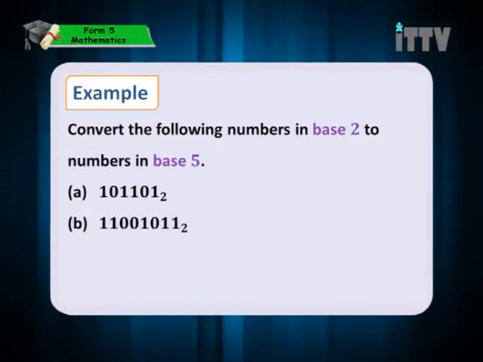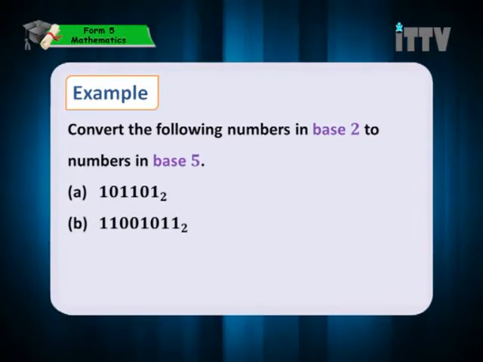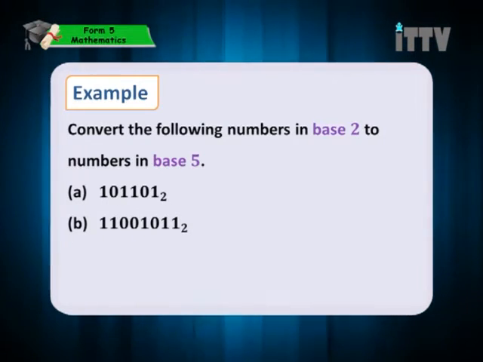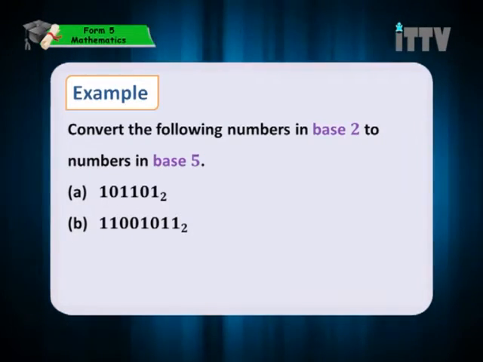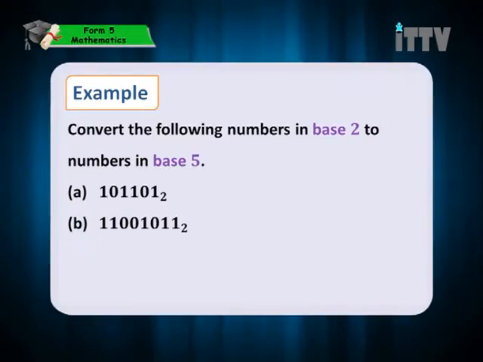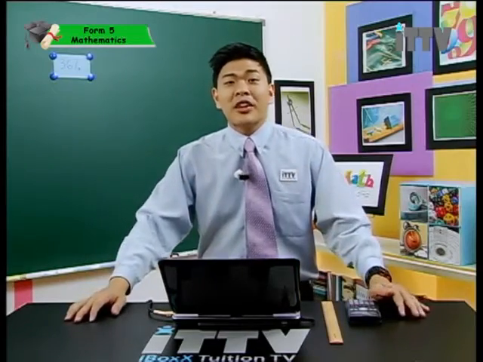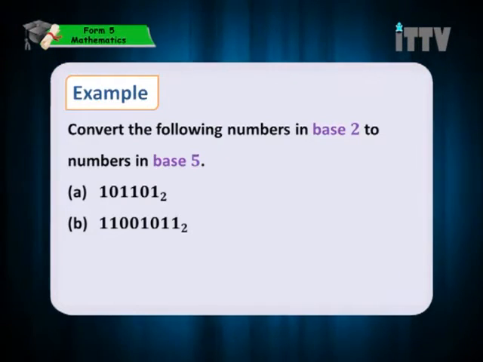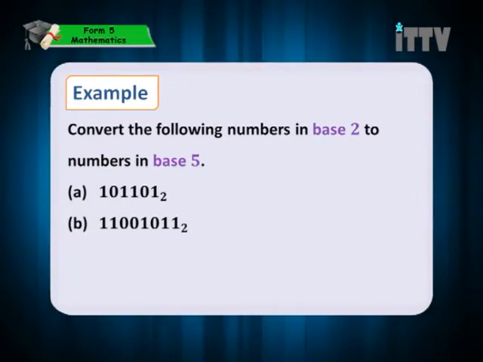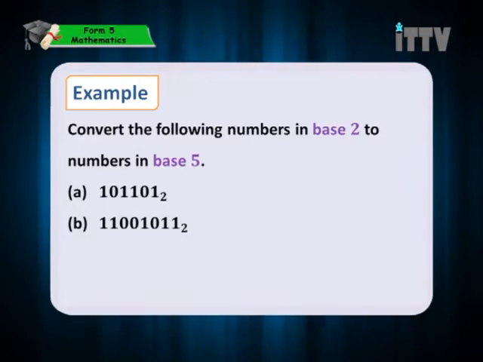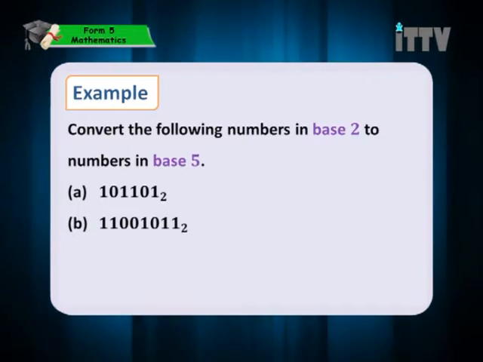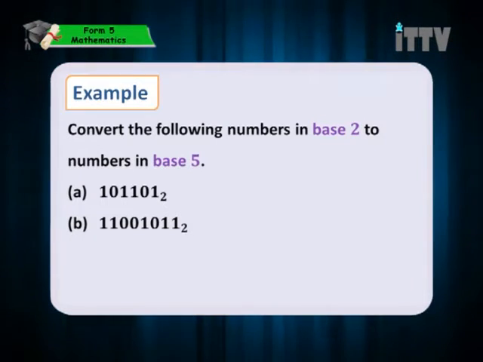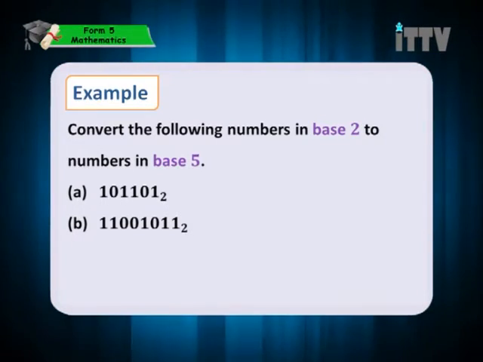Alright, so what we're going to do right now is take a look at our first example. Convert the following numbers in base 2 to numbers in base 5. Alright, so don't worry, it is very simple. You just have to remember what we have learned in the previous lessons. A. 101101 in base 2. B. 11001011 in base 2. So remember the task, changing these numbers to base 5.